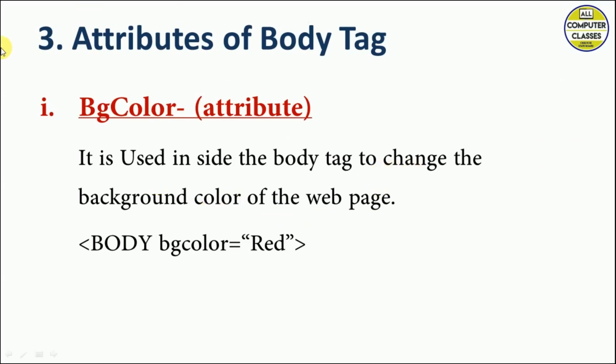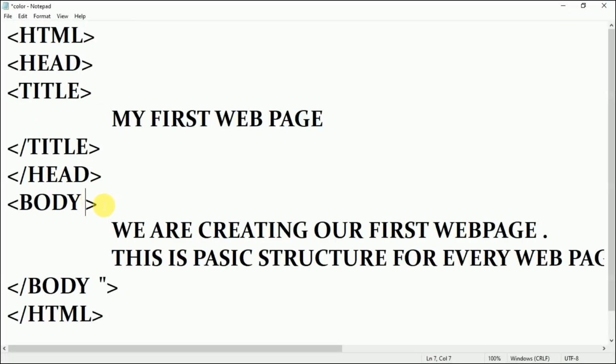For example, right now the background of this page is white, so I want to change it in the web page. So I can change it by using the BGColor attribute, and this attribute is having value red, right? So let's see how this works. Now we will come in the body tag, and I'll write BGColor is equal to double quotes and yellow.